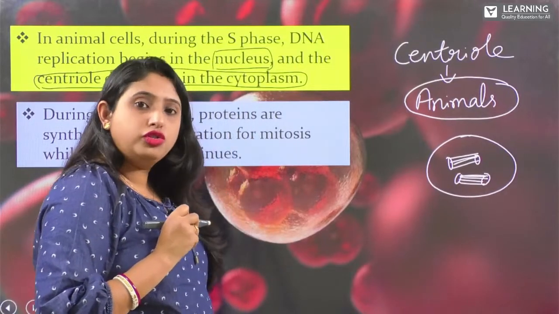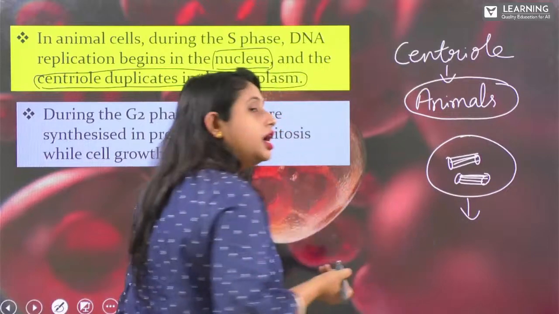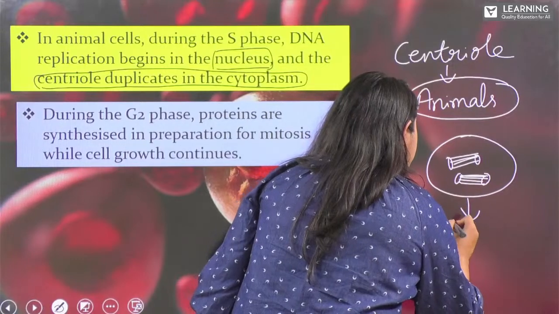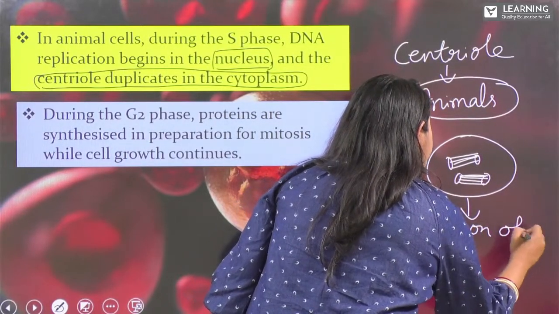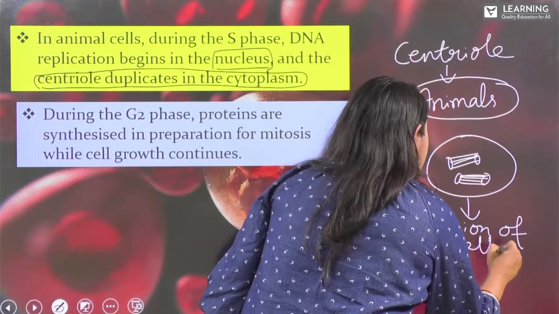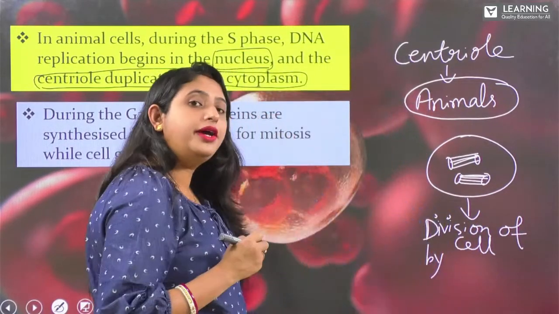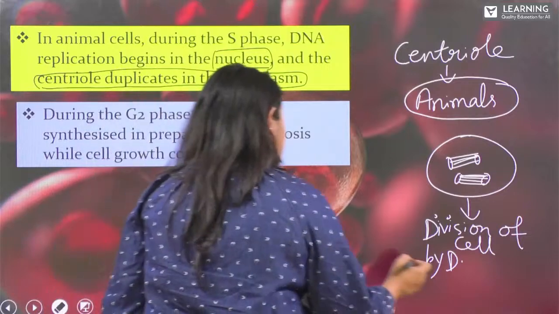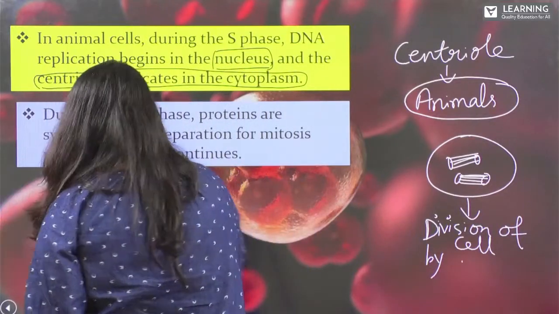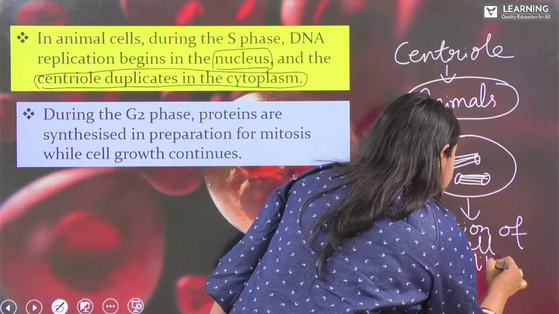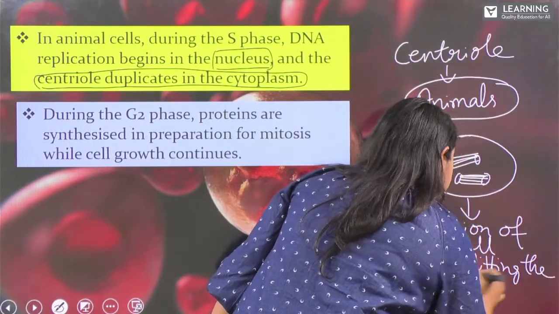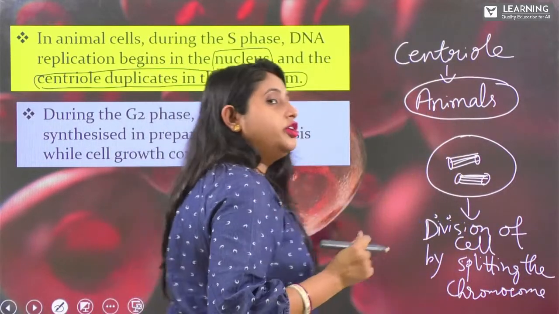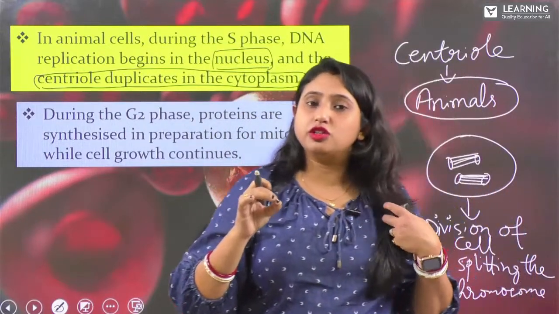What the centrioles do is help in the division of the cell by splitting the chromosomes. So these centrioles, which are present in animals, help in the process of cell division.